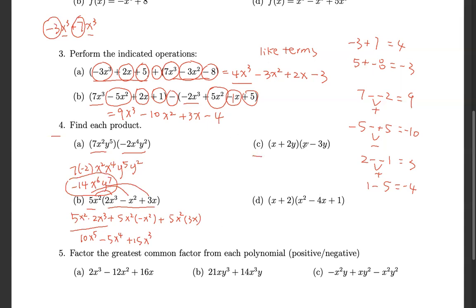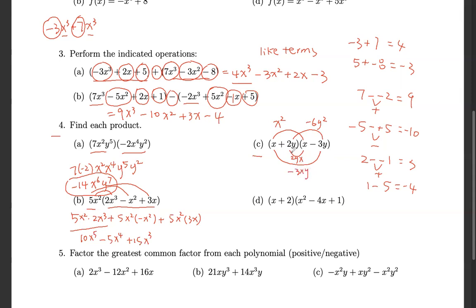C, we have binomial times binomial, or 2 terms times 2 terms. So how do we multiply? We do double distribution. We multiply those two, we multiply those two. Then we multiply these two, we multiply these two. Multiply x with x, we get x squared. Multiply 2y with a negative 3y, we get a negative 6y squared. Multiply 2y with x, we get 2yx. Multiply x with negative 3y, we get a negative 3xy.